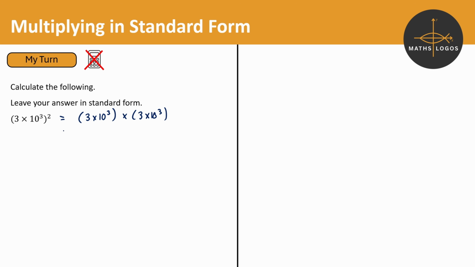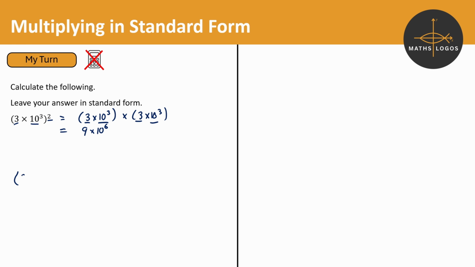Then we could treat that like we normally would, multiply our coefficients together to give us 9, multiply our powers of 10 together to give us 10 to the power of 6. That's one way to do it. The other way, which will be useful for us in other questions, is to apply this power of 2 to both the 3 and to the 10 to the power of 3. And what I mean by that is this.